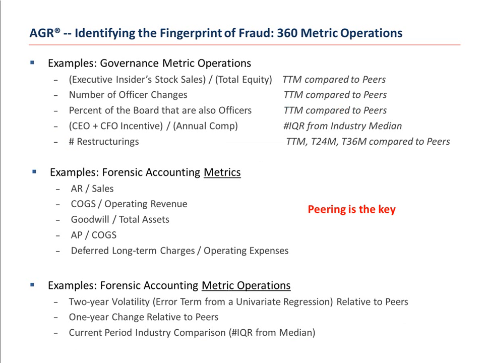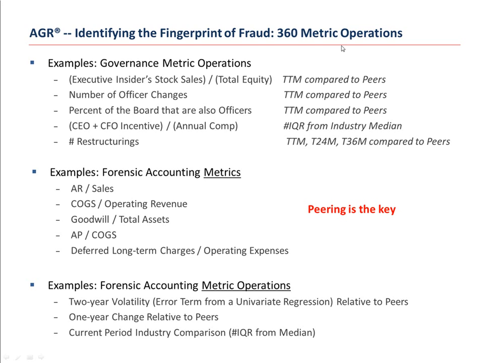Before we move any further, let's talk about what AGR is built on. What are the guts of AGR? And how do you identify the fingerprint of fraud? It's all based on metric operations. We break the world into governance and forensic accounting. That's our taxonomy, where peering is the key. We have a proprietary peering system where we go by hand and put each company in their appropriate industry, and then we bifurcate those industries by size using either operating revenue for industrials or total assets for financials.